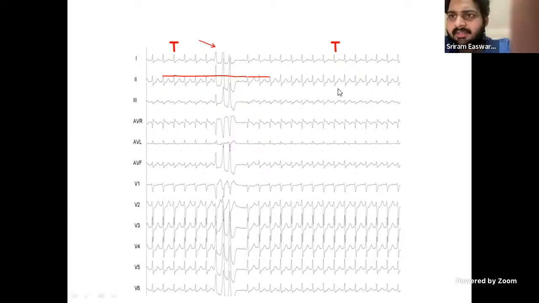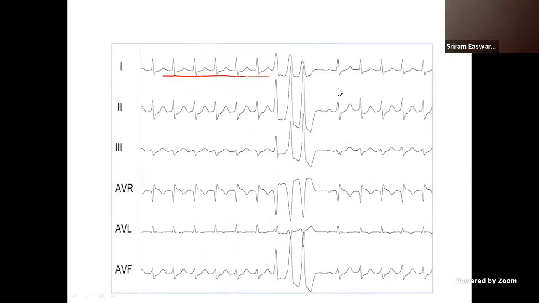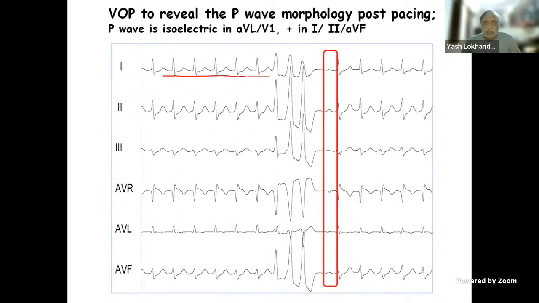Sir, high in the atrium or low in the atrium? High in the atrium. 2, 3, AVF are positive, sir. Very good. Lead 2 and lead 3 are positive, so it would be high in the atrium. Right atrium or left atrium? Lead 1 and AVL positive, right atrium.